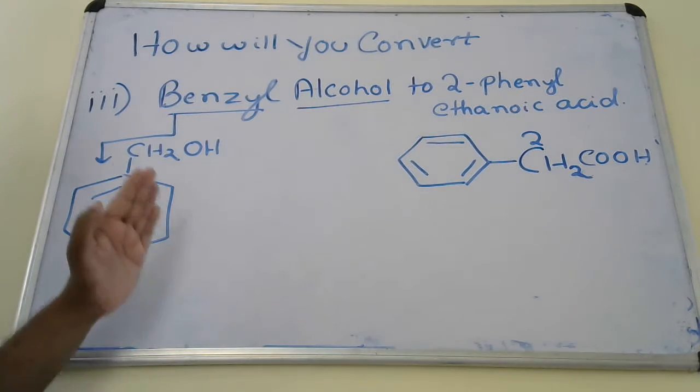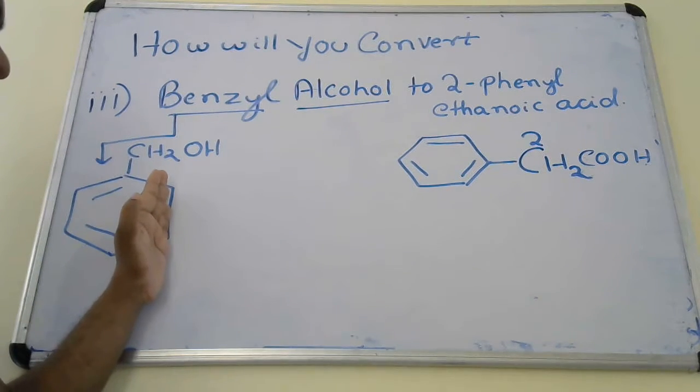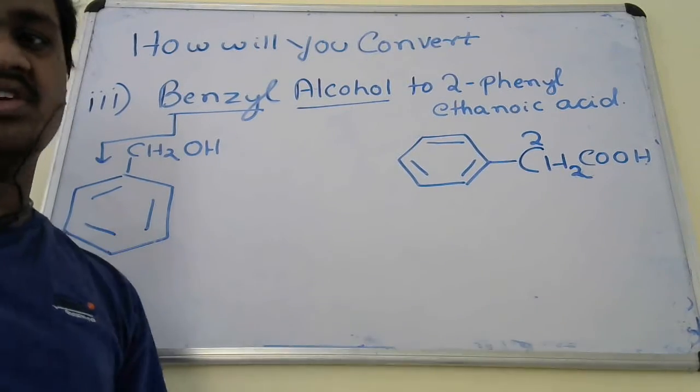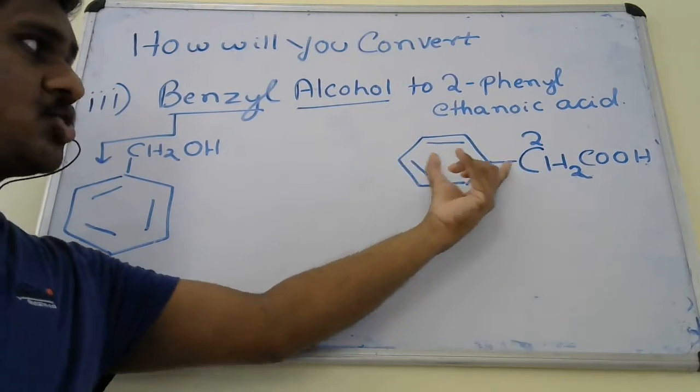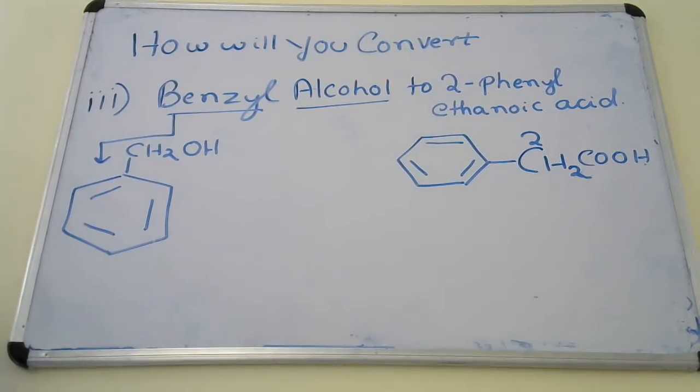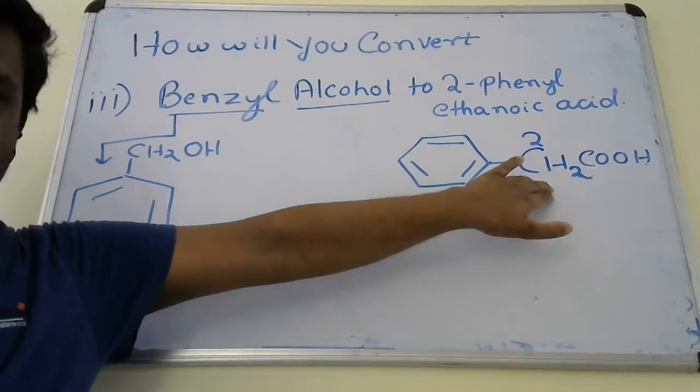Okay, so this is our benzyl alcohol starting reactant, and we have to convert it and reach here, benzene at 2 position, 2-phenyl ethanoic acid. This is the product we have to reach.